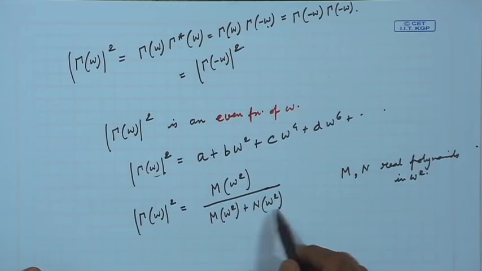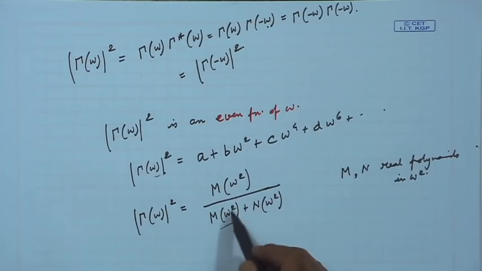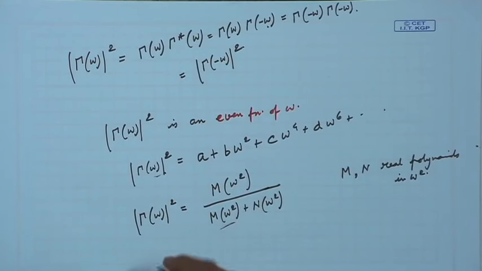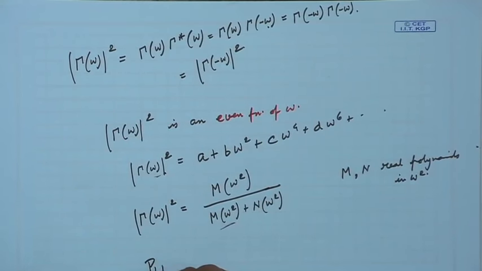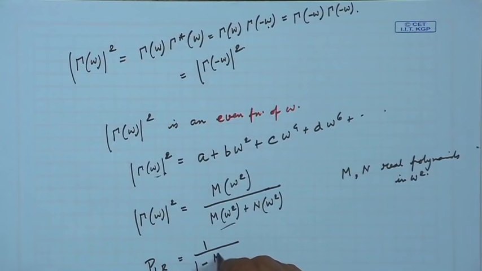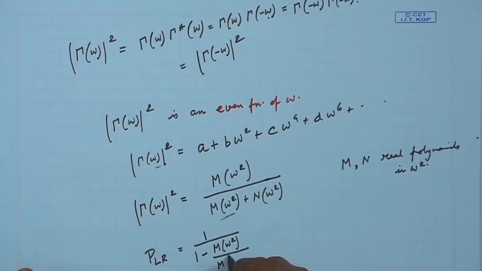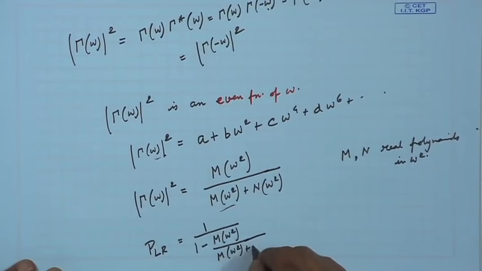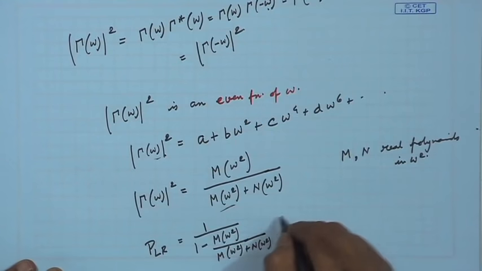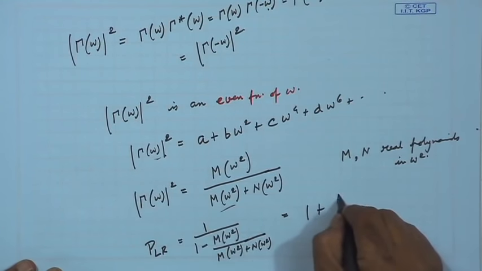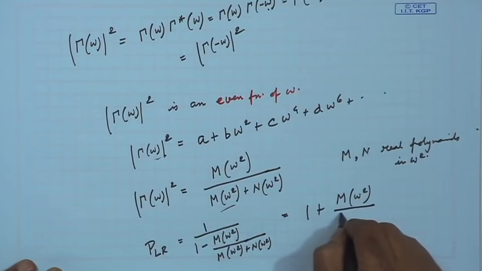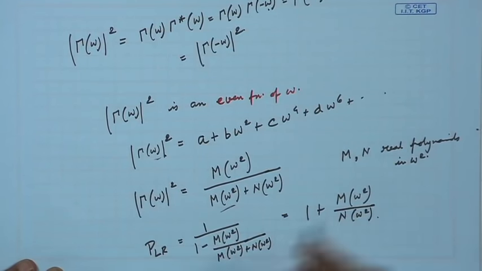M and n are real polynomials. You see, this is the reflection coefficient. So, obviously, this will be m omega square plus n omega square, because it is this plus something. So, what is then PLR? PLR is 1 by 1 minus m omega square by m omega square plus n omega square, and that is 1 plus m omega square by n omega square.